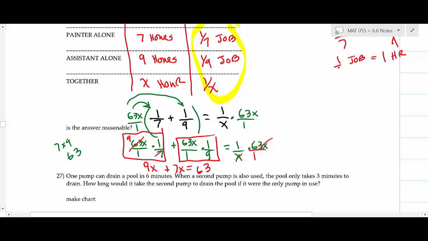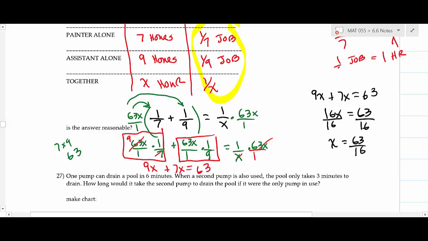We already learned how to do that kind of thing. So now let's solve the equation. We would have 9x plus 7x equals 63. You can collect these like terms. That gives 16x equals 63. Divide by 16, and then you would have x equals 63 over 16.